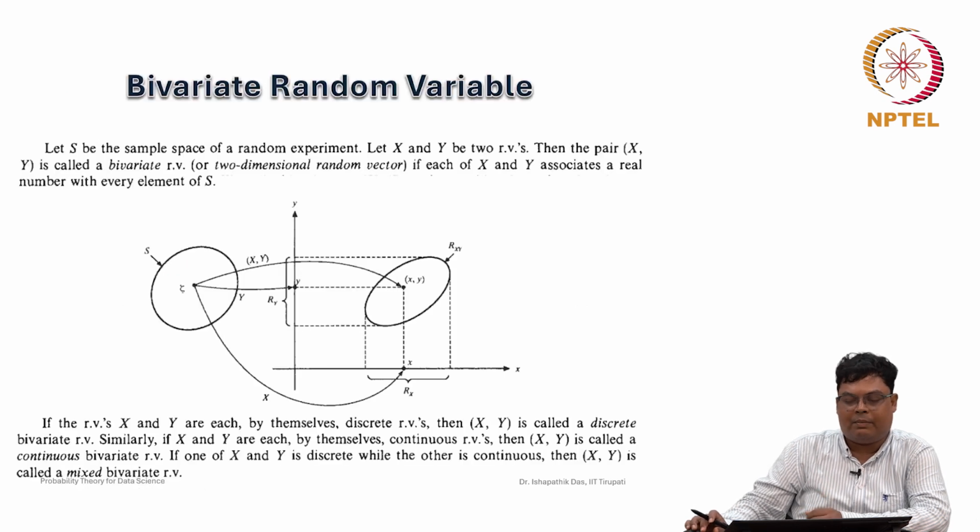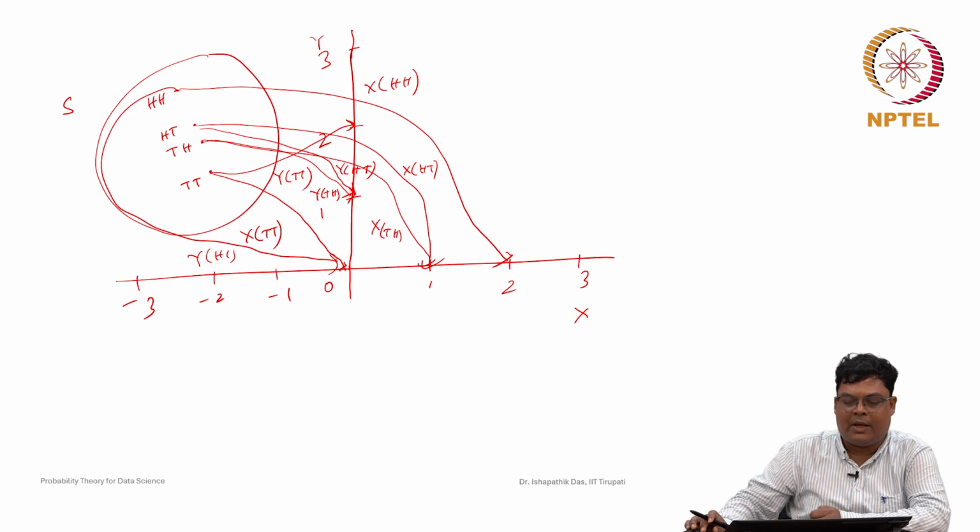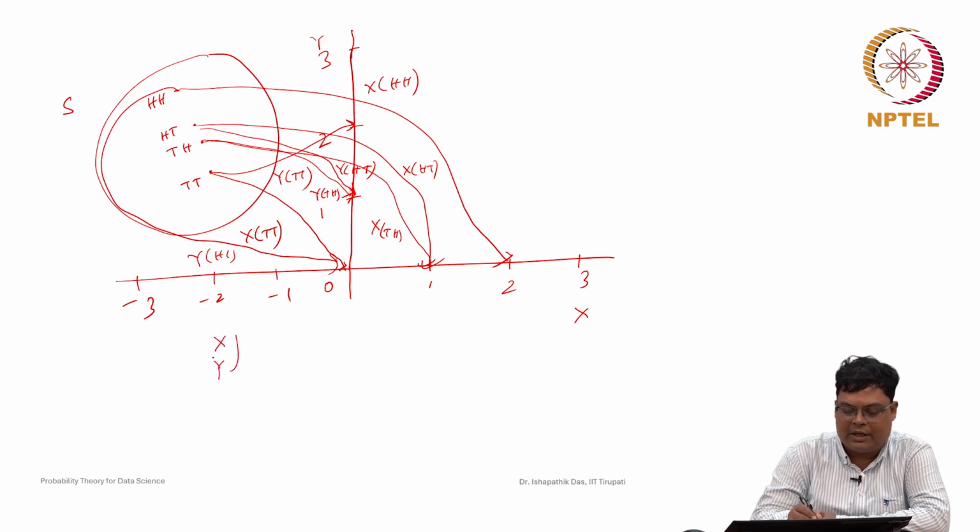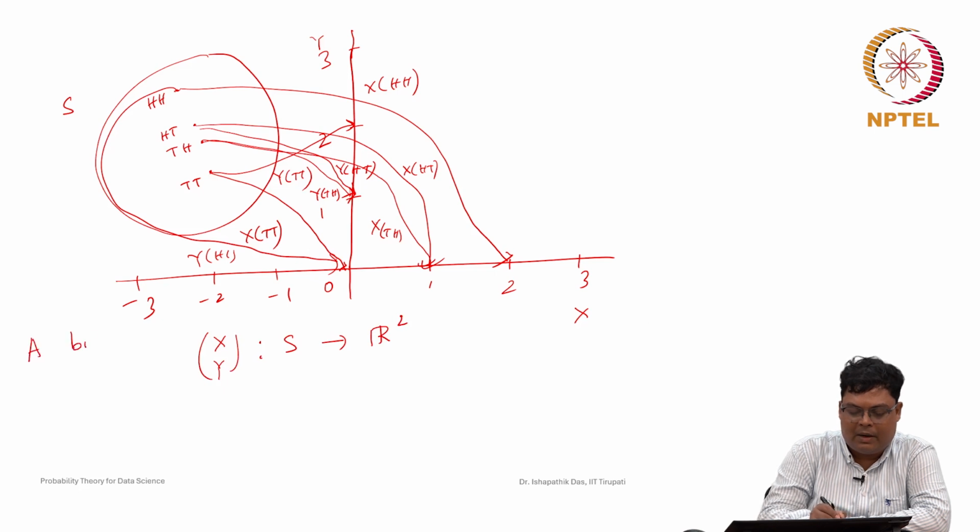Now, why are we drawing this graph? Because in this definition, let S be a sample space of an experiment and X and Y be two random variables, then the pair (X, Y) is called the bivariate random variable, a two dimensional random variable, if each of X and Y associates a real number with every element of S. So, now we define this random variable. Usually, any random variable X is a function from S to R. Now, this is a vector we consider, denoted by (X, Y), a function from S to R2. So, this is a bivariate random variable.